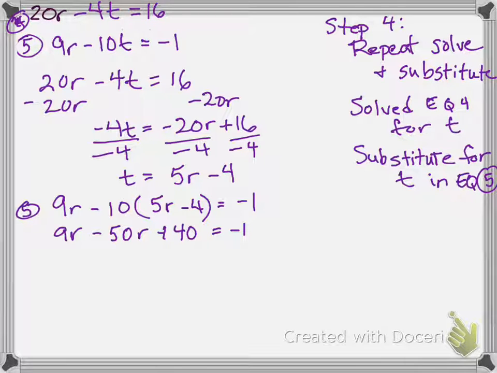So 9R minus 50R is negative 41R, and we subtract 40 on both sides, so that's equal to negative 41. So R is equal to 1. So now we know R, we're going to put the value of R in either equation 4 or 5.